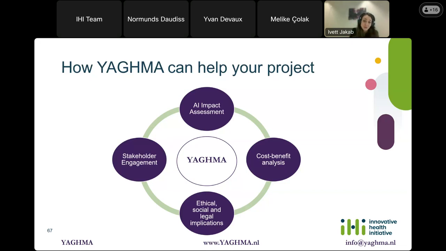How is this done? We need very meaningful stakeholder engagement, because these values often are in conflict with each other, and we need meaningful stakeholders to be able to prioritize and decide the small decisions which come to us when developing AI, also by broadening the impact to cost and benefits and the broader ethical, social and legal implications. We aim to assess the AI developed and evaluated in these projects.